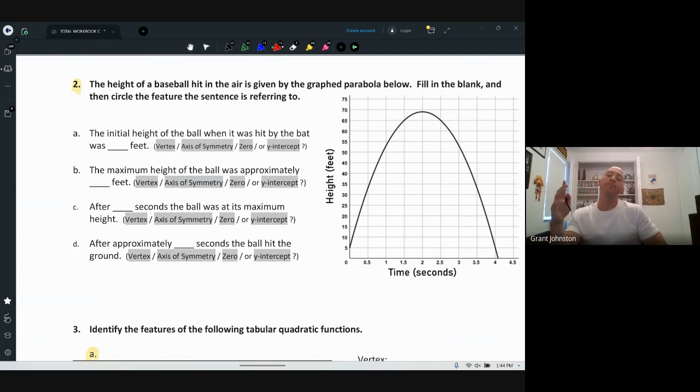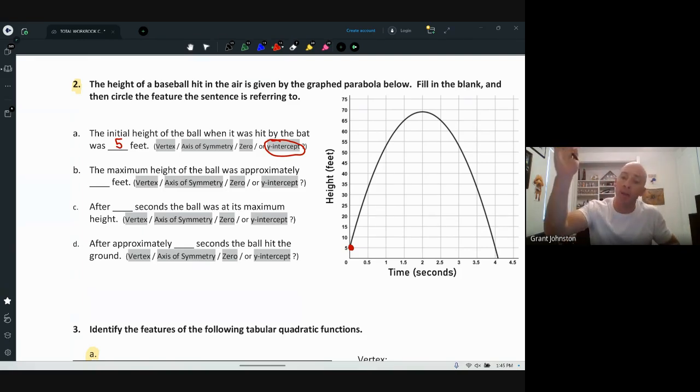So looking at this from an application, let me talk about number 2. Parabolas can help us model things in flight. What it says here, the height of a baseball hit in the air is given by the graph's parabola below. Fill in the blank and then circle the feature the sentence is referring to. Okay. The initial height of the ball when it was hit by the bat. So at time 0, when it was initially hit by the bat, would be right here. That's our y-intercept. And it's at 5 feet.